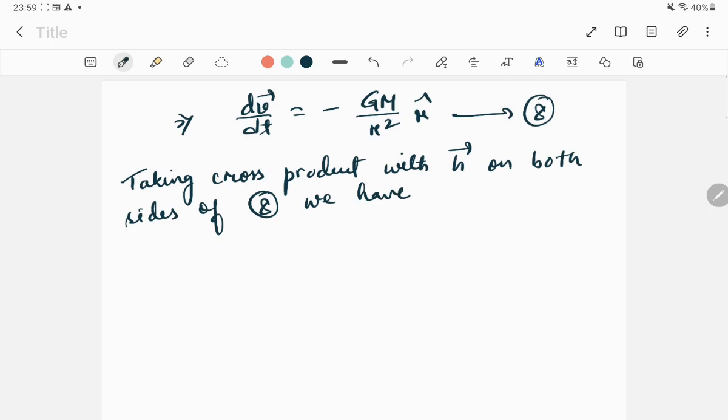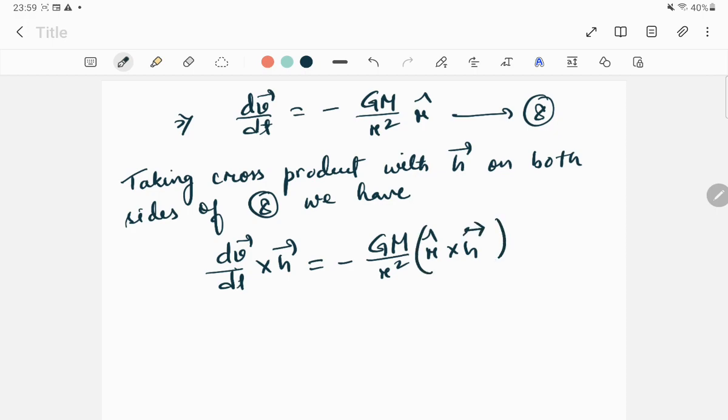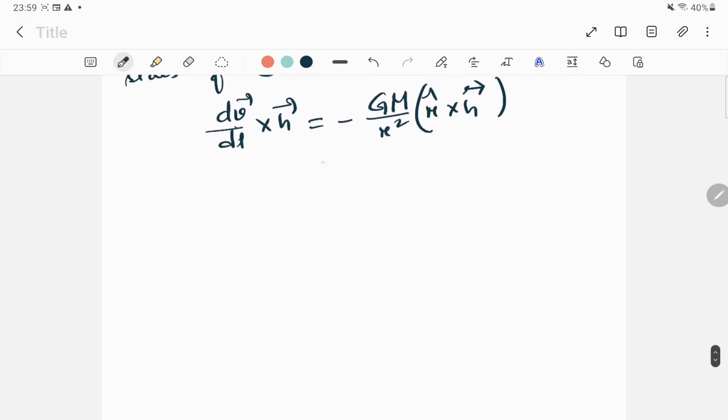So what I will do, dv dt cross h vector, fine, and then this is constant, this is a scalar, this is also a scalar. So then I have r cap, and then we have h vector. Now the interesting thing is capital G, small m, r square, these are all scalar. r cap is a vector.